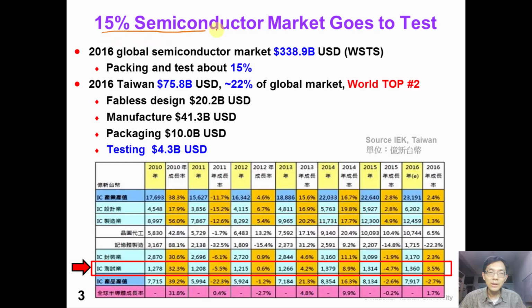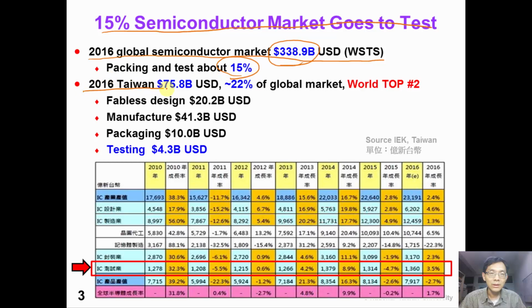In the global semiconductor market, 15% of the revenue goes to test. According to the statistic by WSTS, in 2016, the semiconductor market is up to $340 billion, out of which 15% goes to packaging and test.